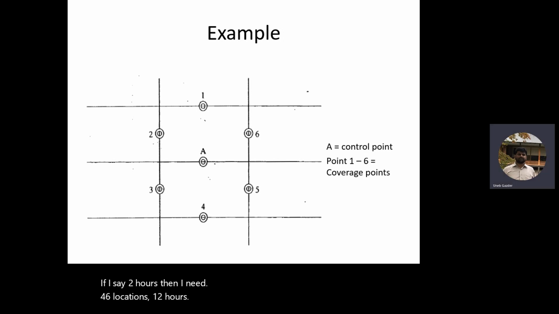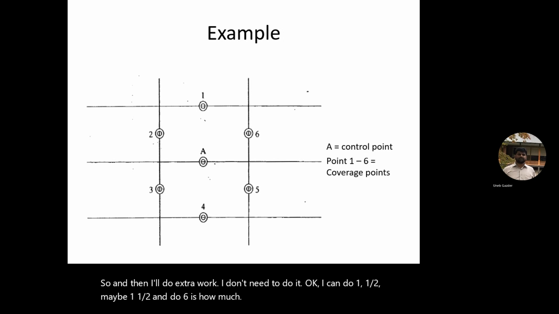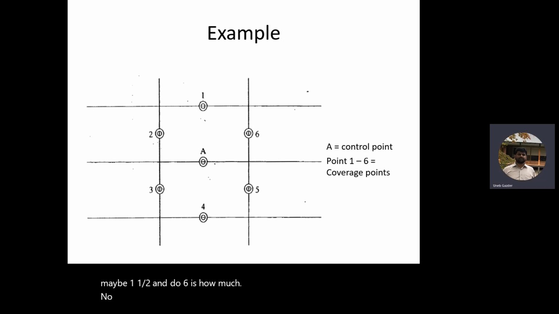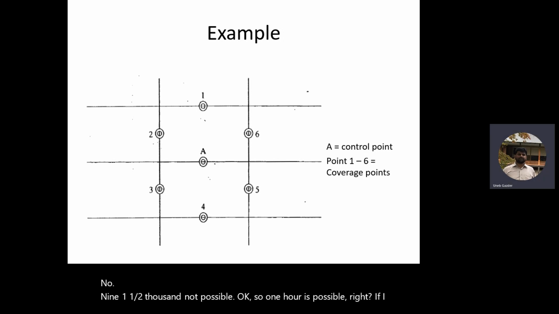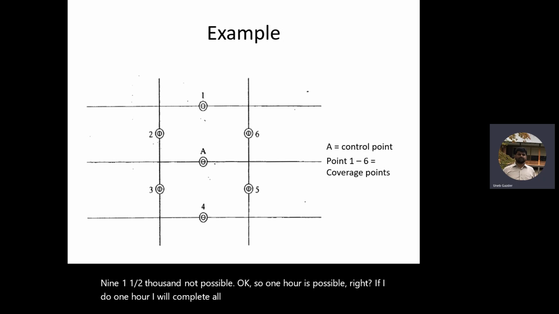So then I will do extra work. I don't need to do it. Okay, I can do 1.5 maybe. 1.5 into 6 is what? How much? 9. 1.5 is also not possible. Okay, so 1 hour is possible, right? If I do 1 hour, I will complete all the 6 locations in 6 hours, which is enough. Okay, so this is what they did.